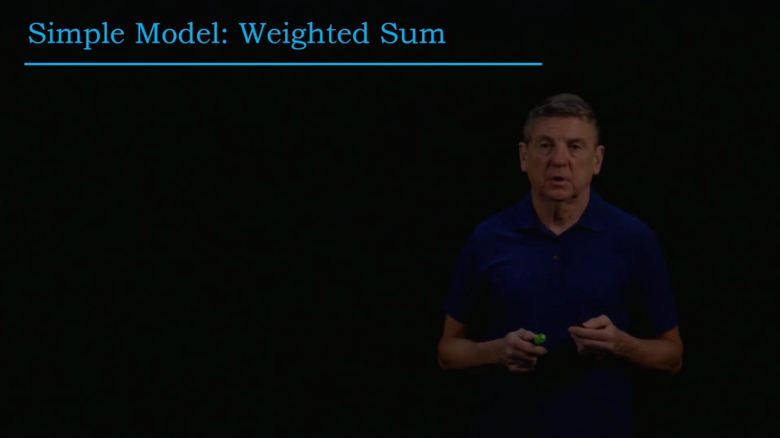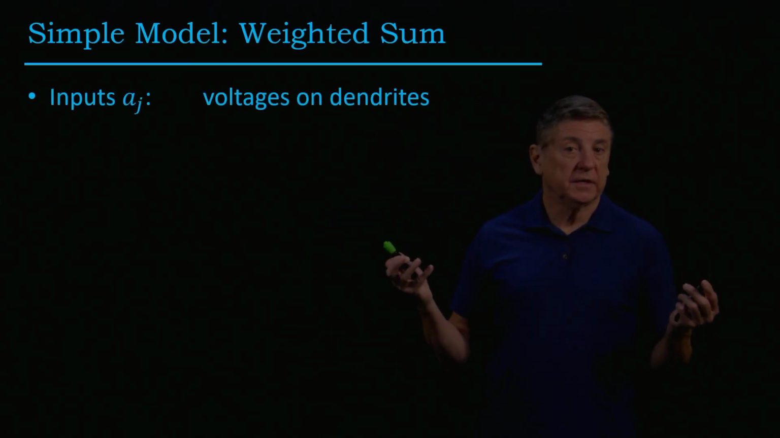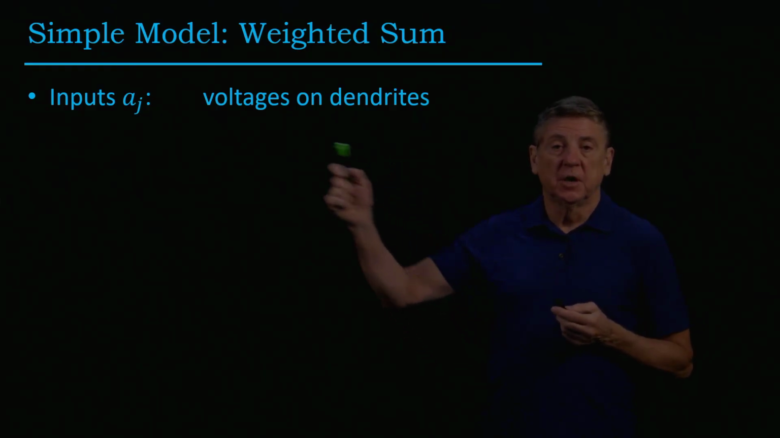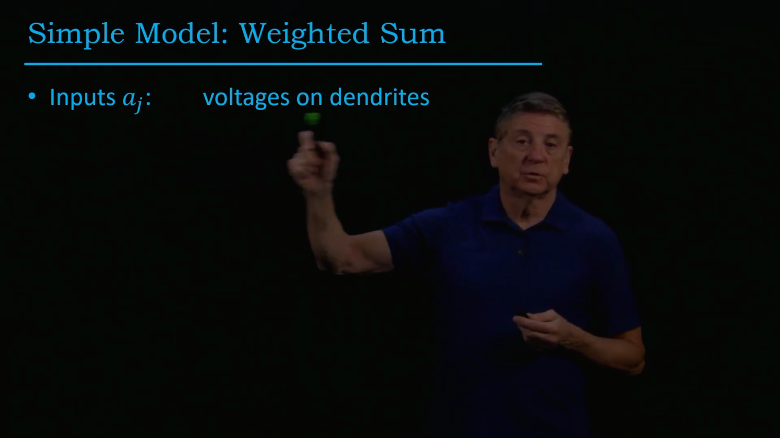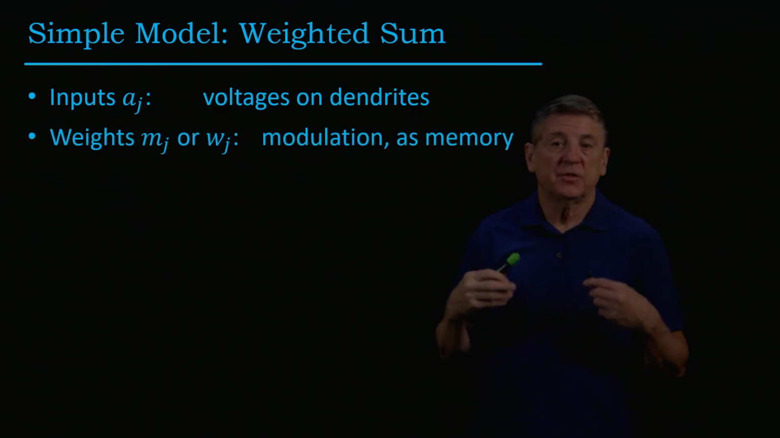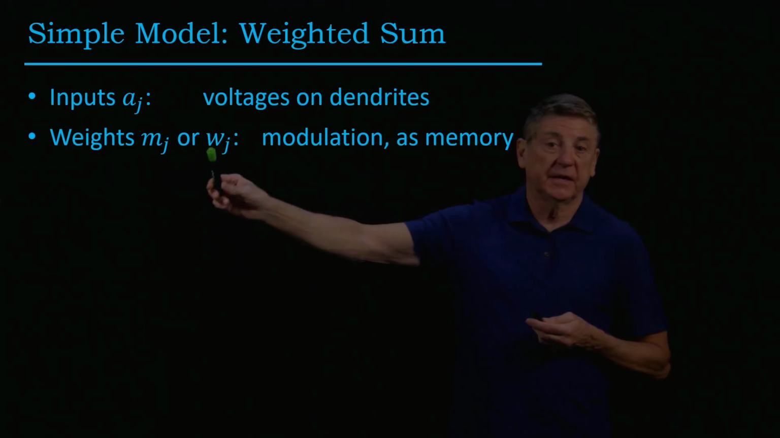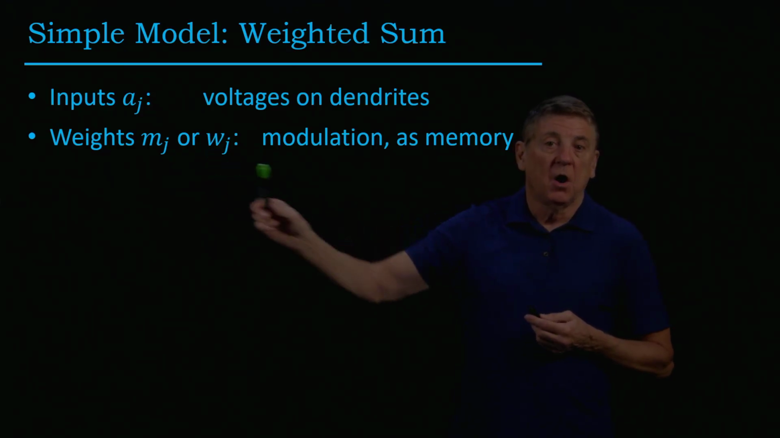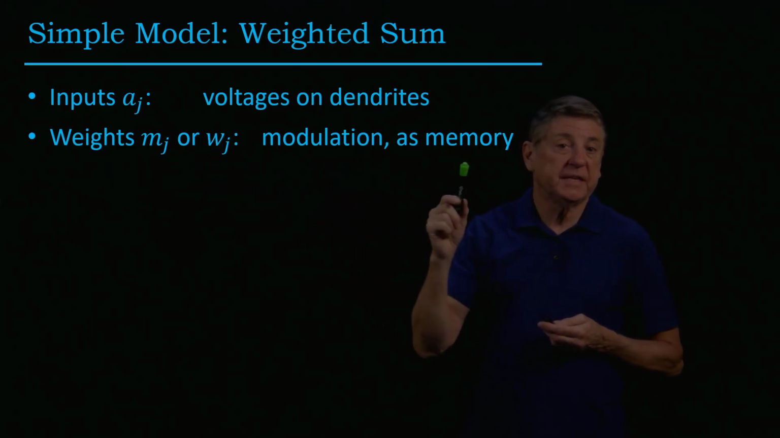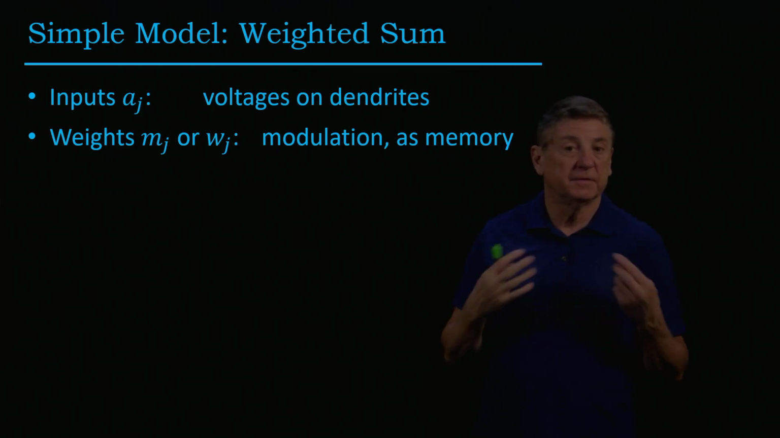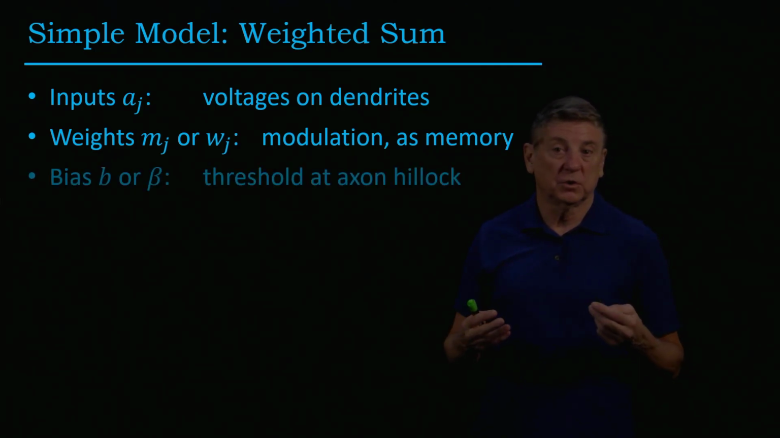Welcome. In this session, we'll explore how we can computationally model a simple artificial neuron. This begins with the weighted sum that we described in the previous session. The inputs are the voltages on the dendrites, and the weights, which we'll originally describe as values m and later we'll describe as values w, are a modulation of these inputs. These are the memory that the cell has and develops, and these are what we are going to want to learn.